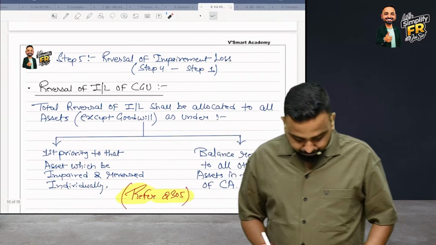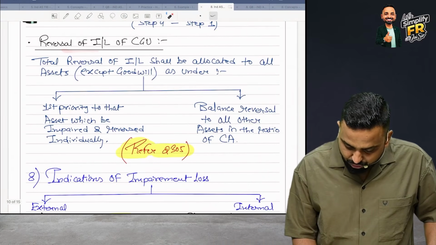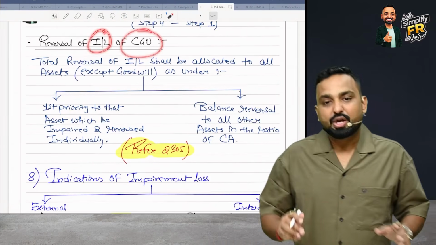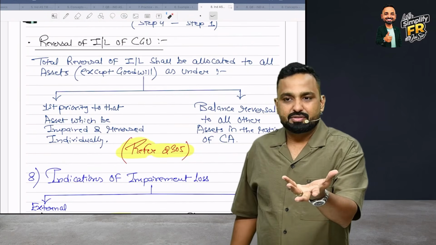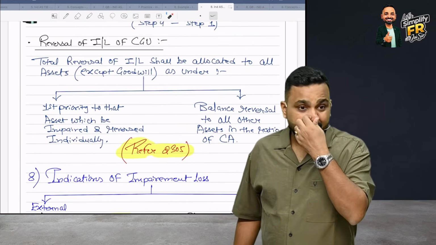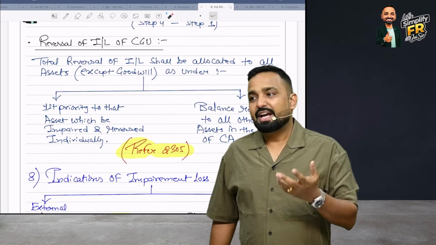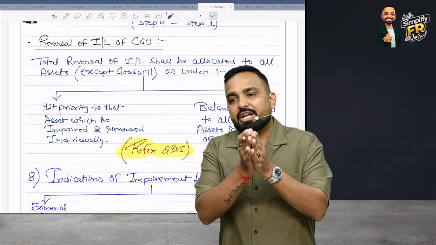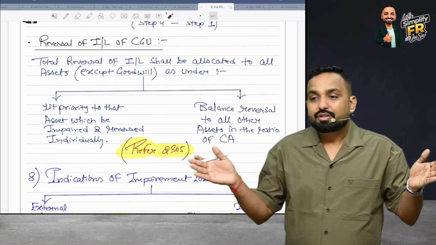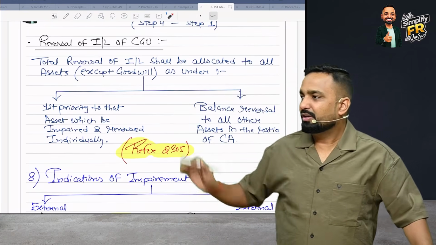Guys, understood? Okay. So, reversal of impairment loss of a CGU. When you are reversing the impairment loss of a CGU, except goodwill, you can reverse. Can we reverse the goodwill? No. Except goodwill, you can reverse the impairment loss of other assets, and such reversal shall be allocated to the carrying amount of all CGU assets.